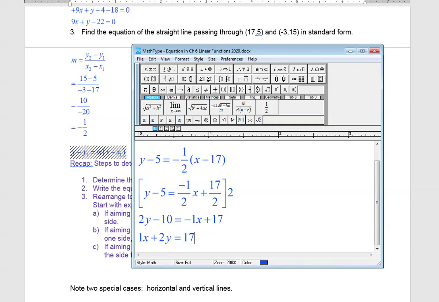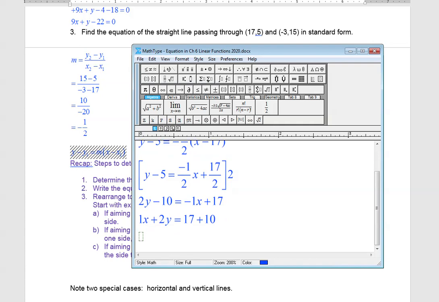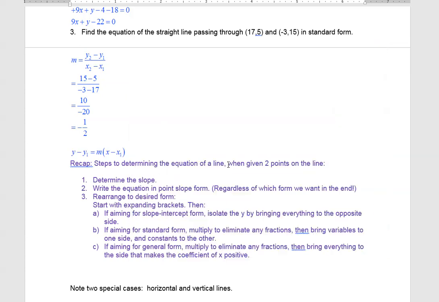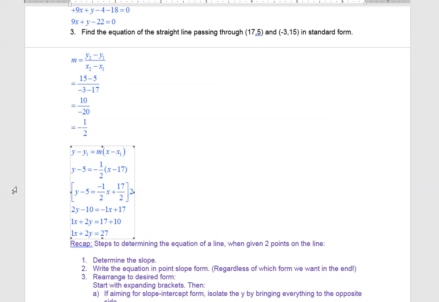So remember, it changes sign. So I get 17 plus 10. So now I'm going to get 1x plus 2y. No like terms there. I'll leave them separate. But the 17 and the 10 gives us 27. So now I have that one in standard form as well. So note, once we get to standard form, variables on one side, constants on the other, no fractions anywhere.